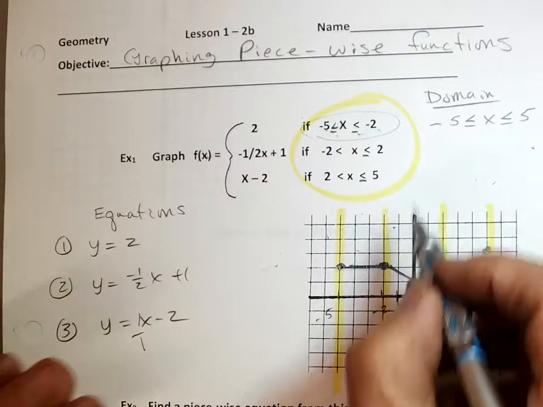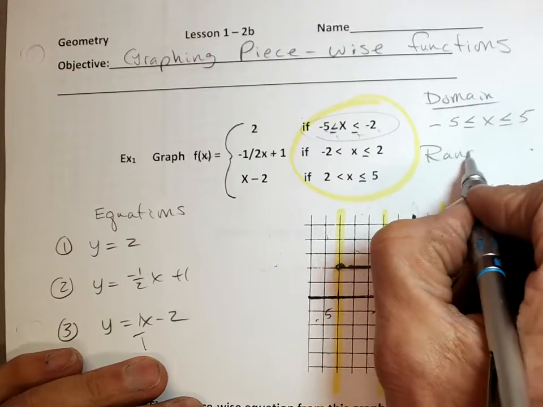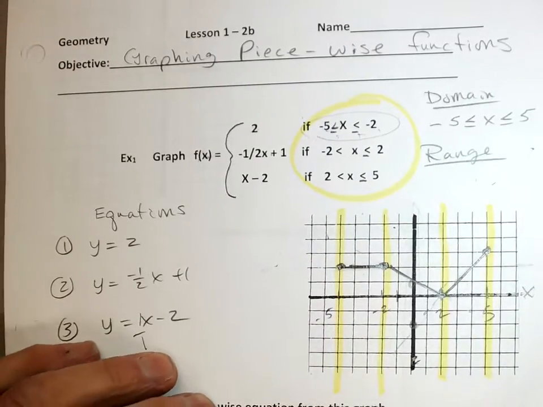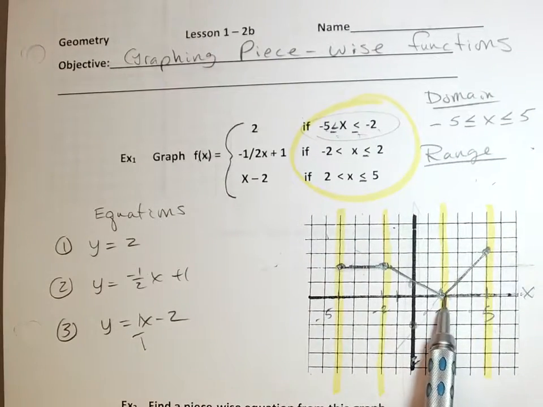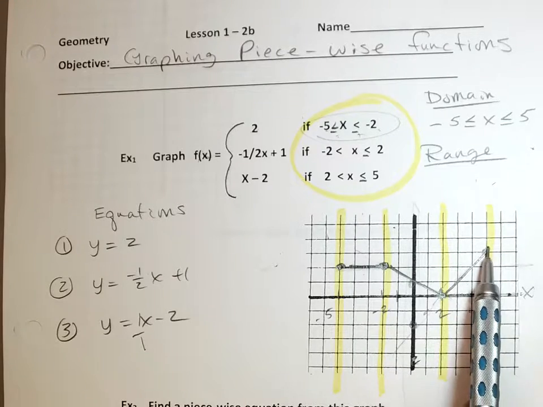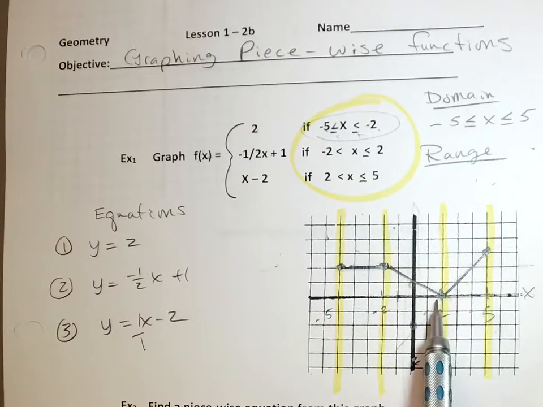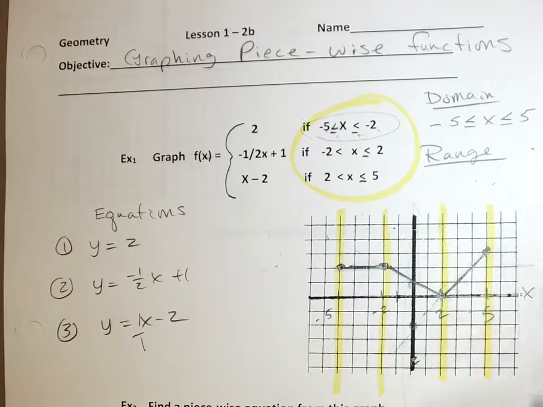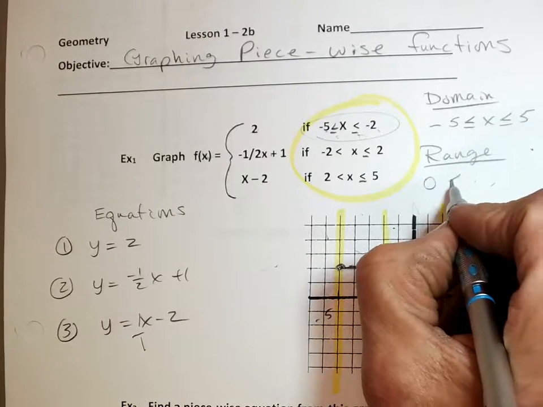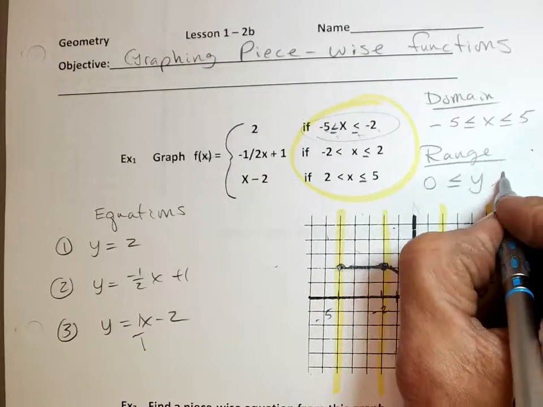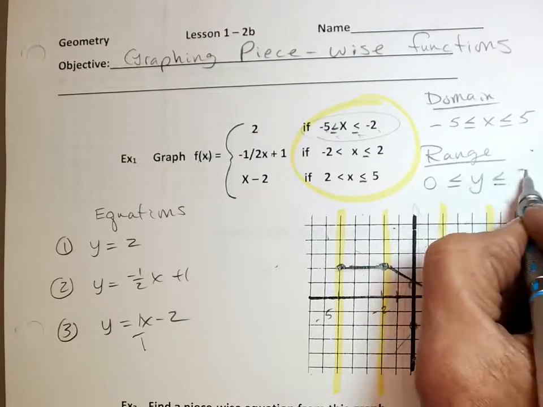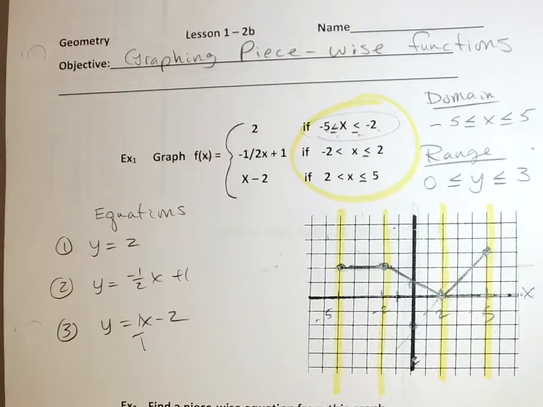Okay? The range of this graph. Okay, reach for your range. What's the height of this graph? Well, it has a very lowest height of 0 and its highest height of 3. So this graph has a height between 0 and 3. So the range is going to be 0 is less than or equal to y, which is less than or equal to 3. Domain and range. A little bit harder.